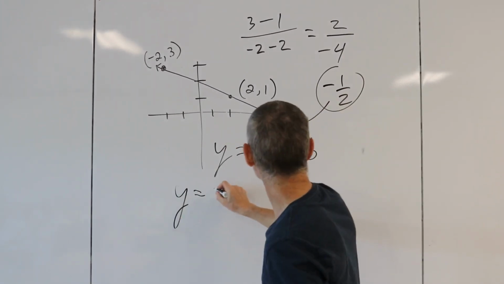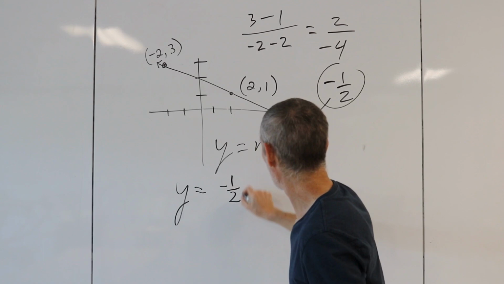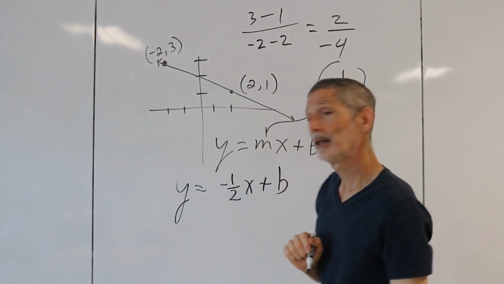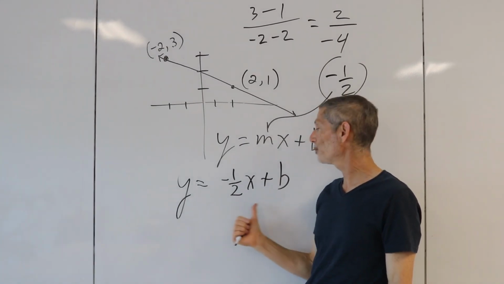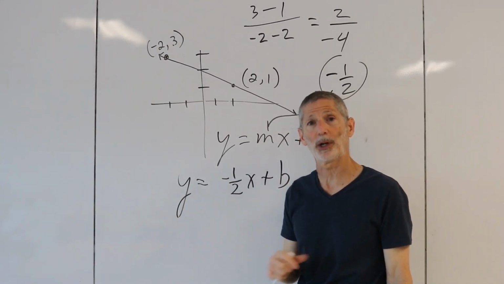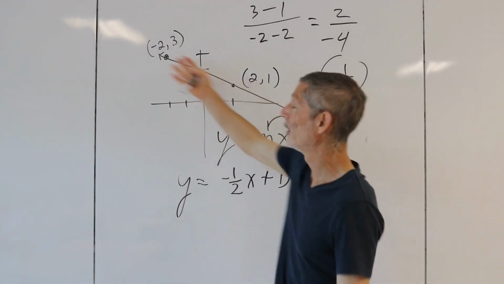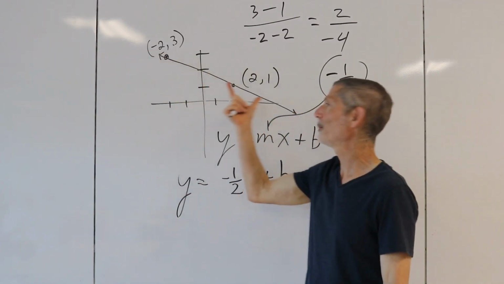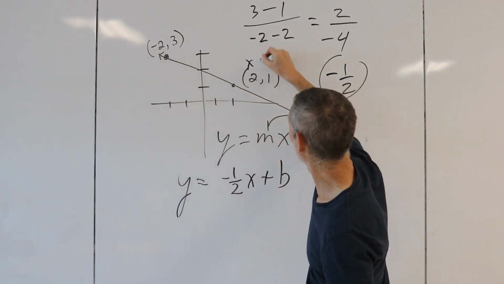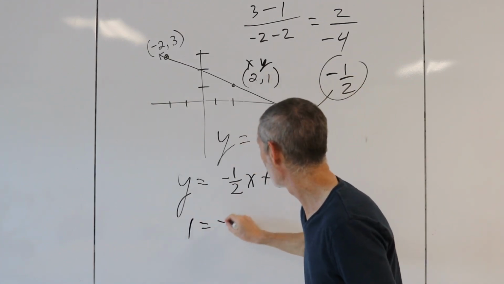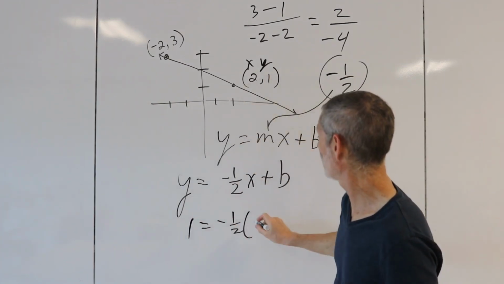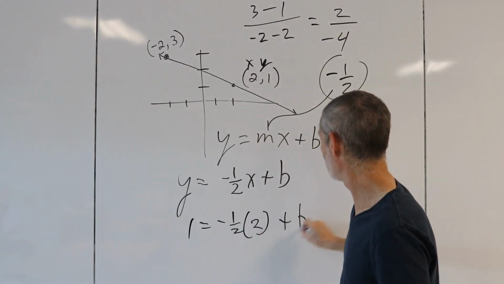So I have y equals negative 1/2 x plus b. And now I have to find b, that's my y-intercept. Now I can do that just by plugging in some xy point. I can pick any xy point I like. I have 2 nice points here. Maybe I'll use this one. I like positive values, so I'll use this xy point, and I'll just plug in a 1 for y. Negative 1/2, and x is 2 plus b.